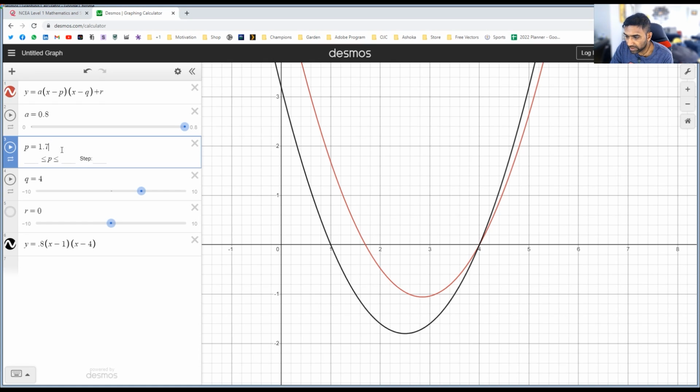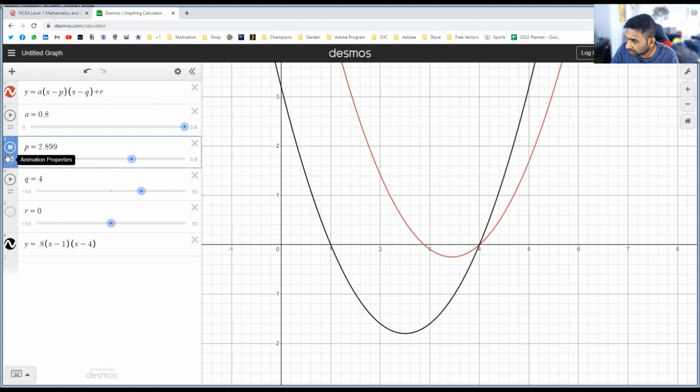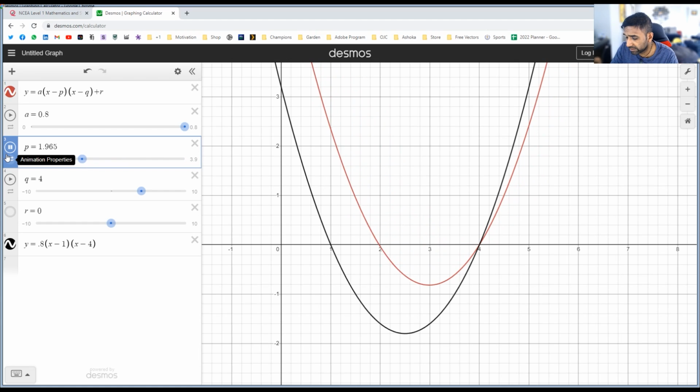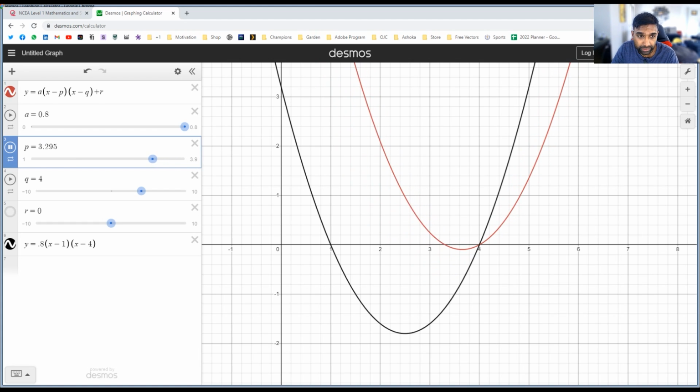So for example, if I say I want it between 1 and less than 4, I'm going to put it at 3.9 so you guys can have a look at it. So here we go. As you can see, as I'm getting closer and closer, the depth of that hole is getting smaller and smaller. So that's the second point that you could talk about.